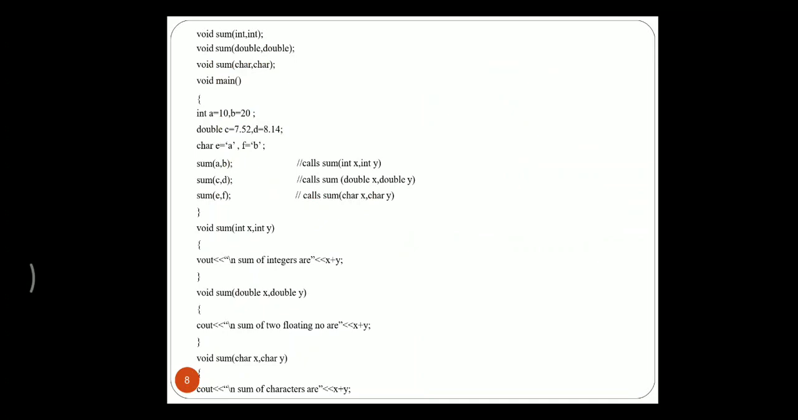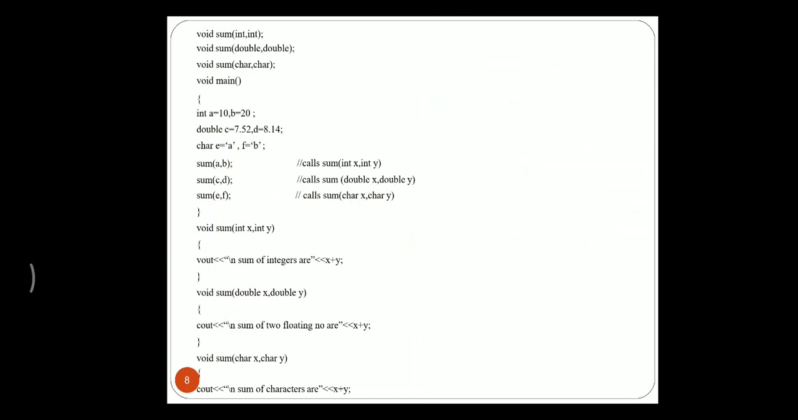And another program for function overloading. Here I am using three functions with the same name called sum but with different parameters. The first function uses two integer parameters, the second one uses two double parameters, and the third one uses two character parameters. Here the integer values hold a equal to 10 and b equal to 20. The double holds the values c equal to 7.52 and d equal to 8.14, and the character holds e equal to a and f equal to b.